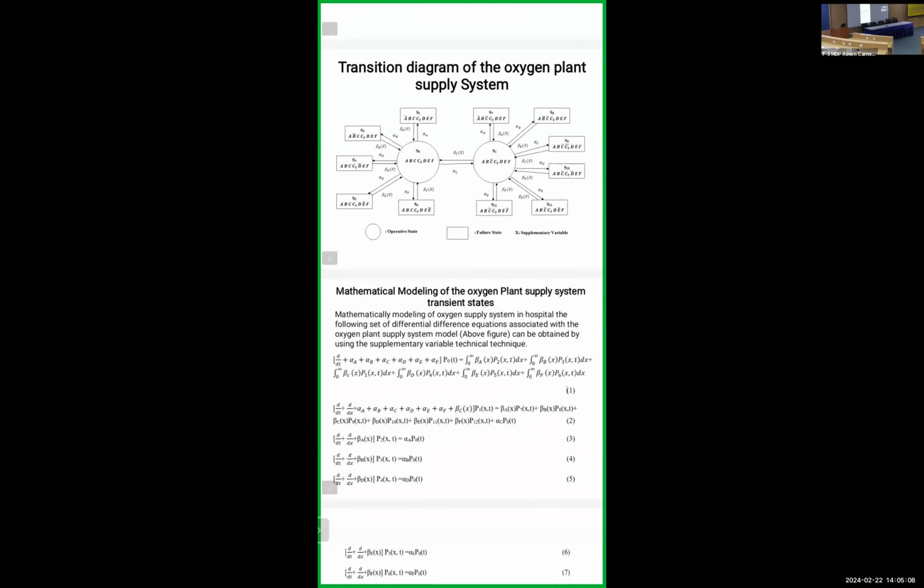And X shows the supplementary variable. Basically, we use a supplementary variable when the repair or the failure rates are time dependent. The supplementary variables address the non-Markovian nature of the system. The supplementary variables can convert the non-Markovian nature into the Markovian nature.